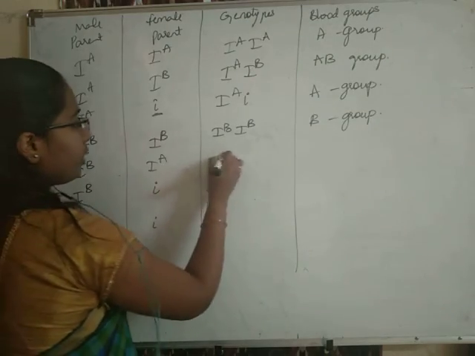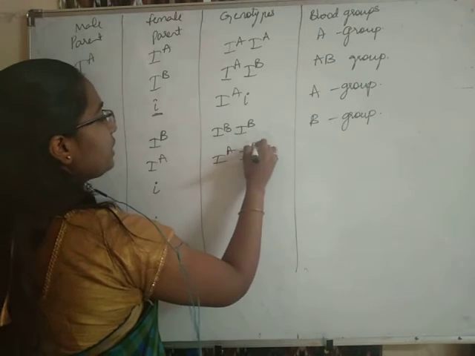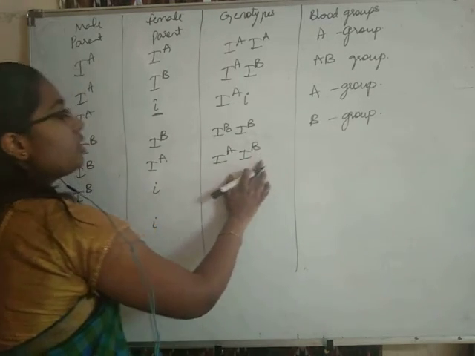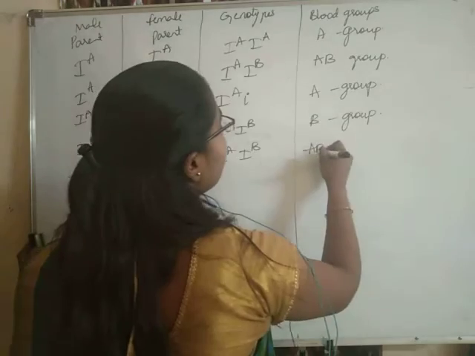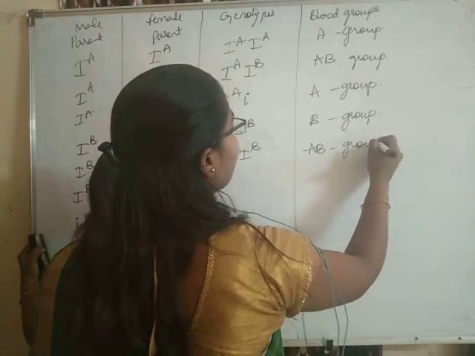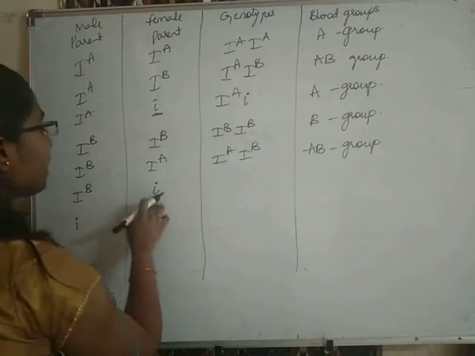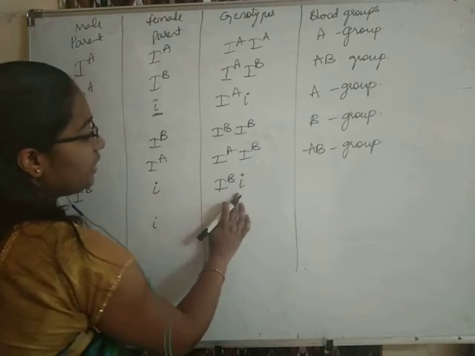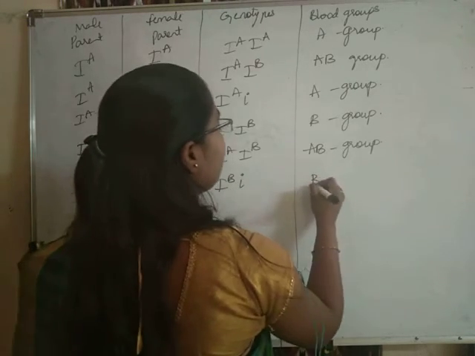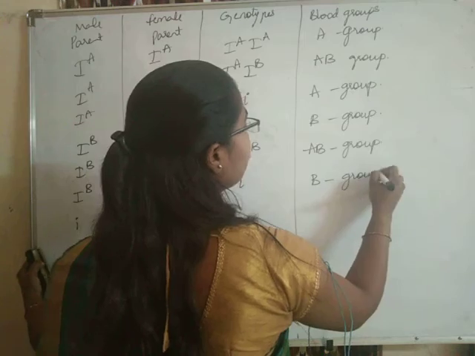IA, IB. I will write in this order, IA, IB. So, A and B both are codominant, so their blood group will be AB blood group. Okay. IB small i, IB small i, small i is recessive. So, blood group will be B blood group.